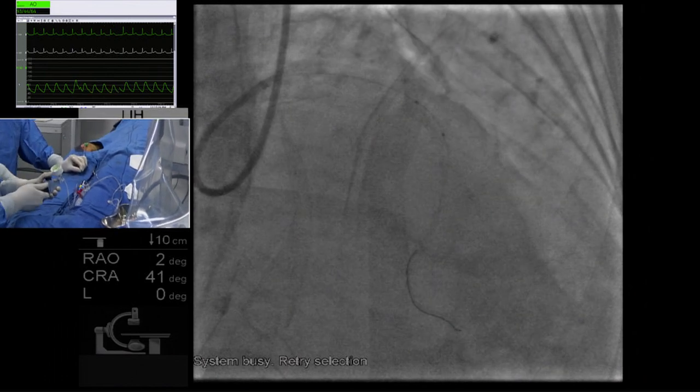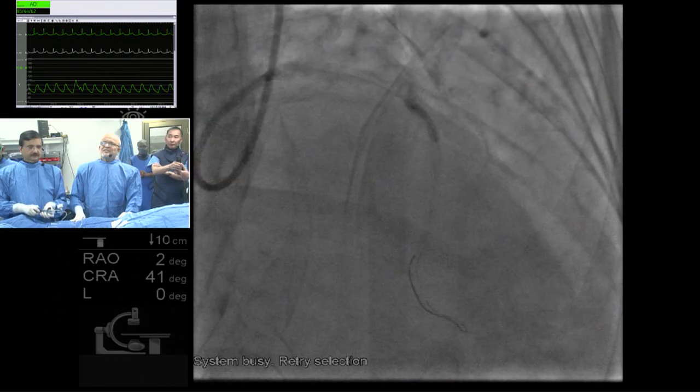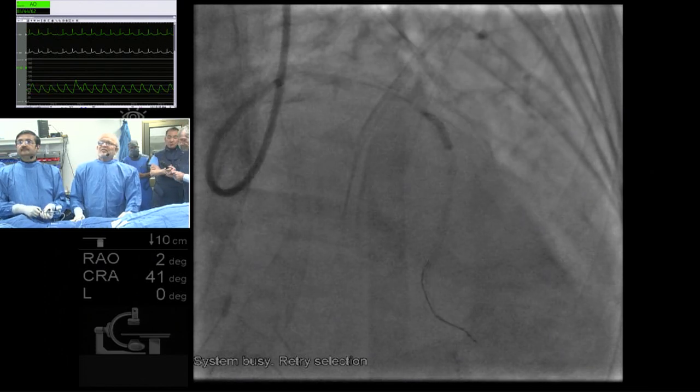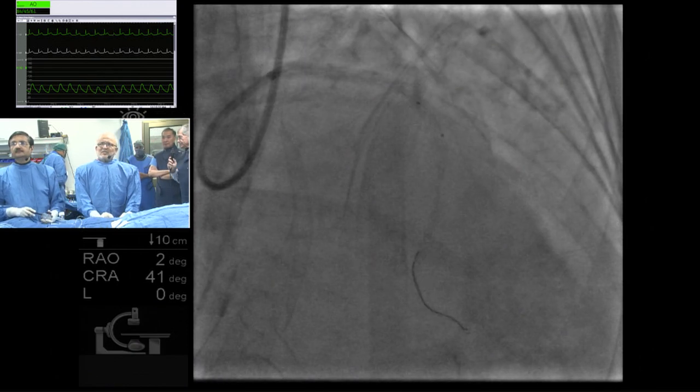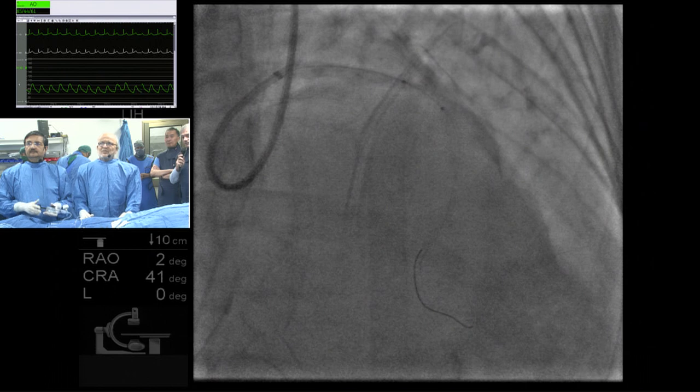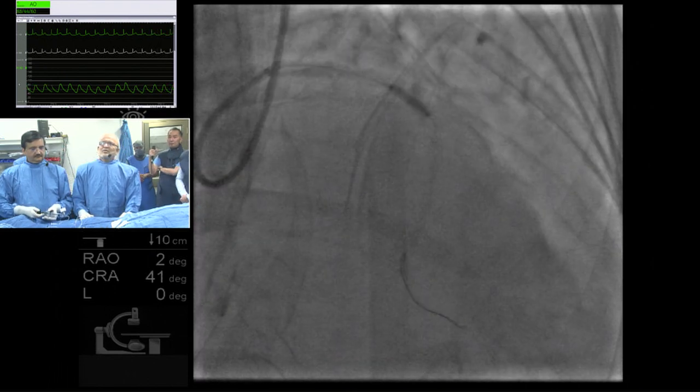What kind of pressure are you using right now? For 12, 14, 15? Okay, so you're going like 14, 15 atmospheres. Yeah, there's no point otherwise, you know, go up. Right. Deflate.